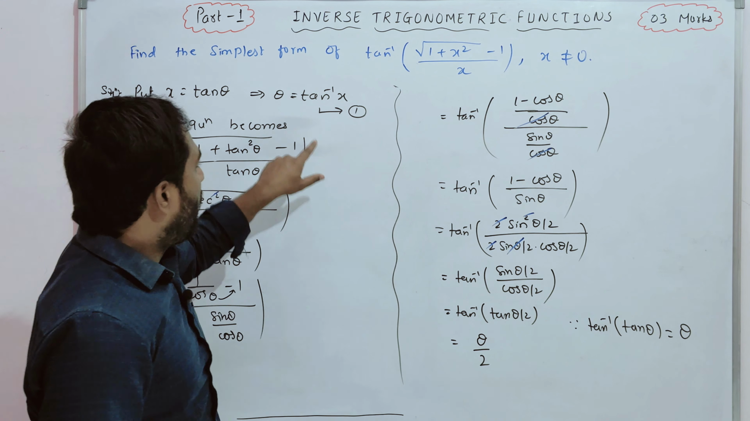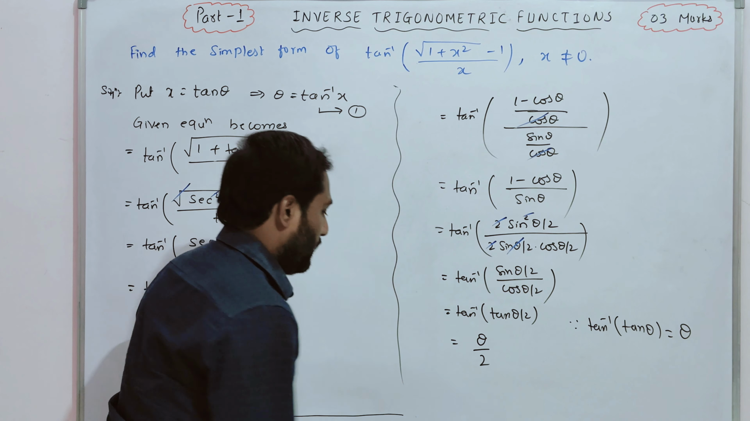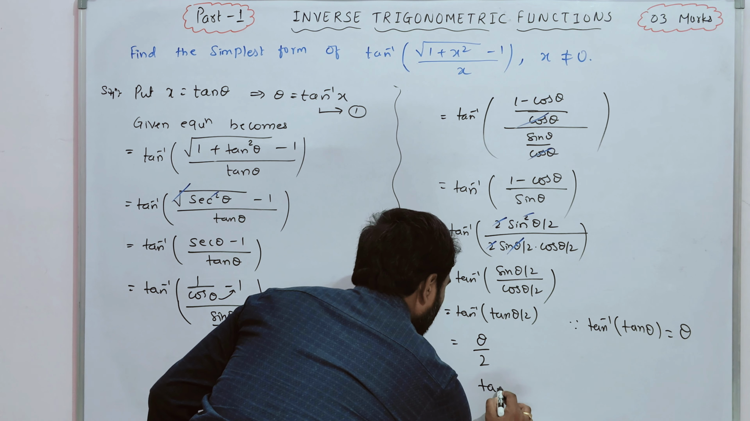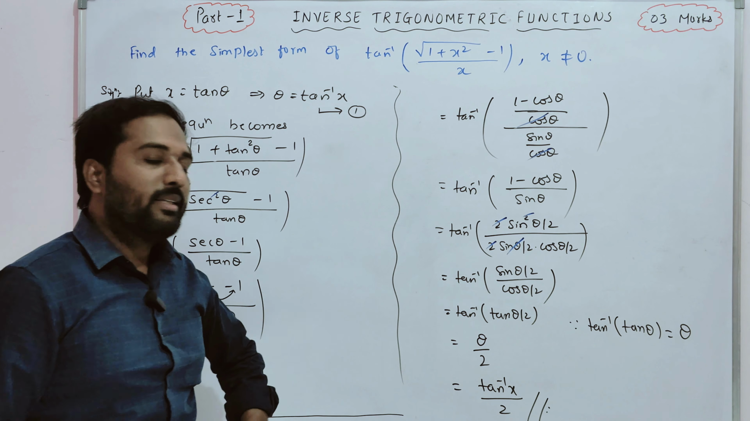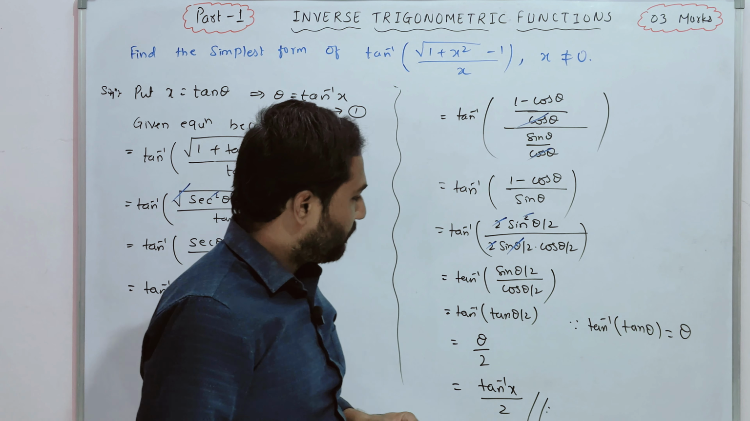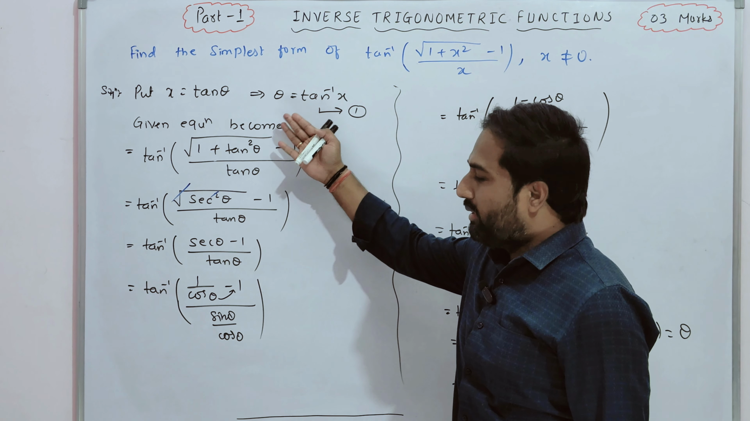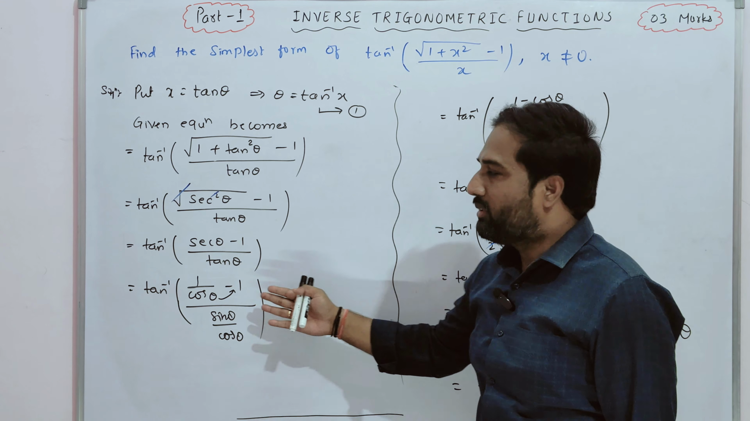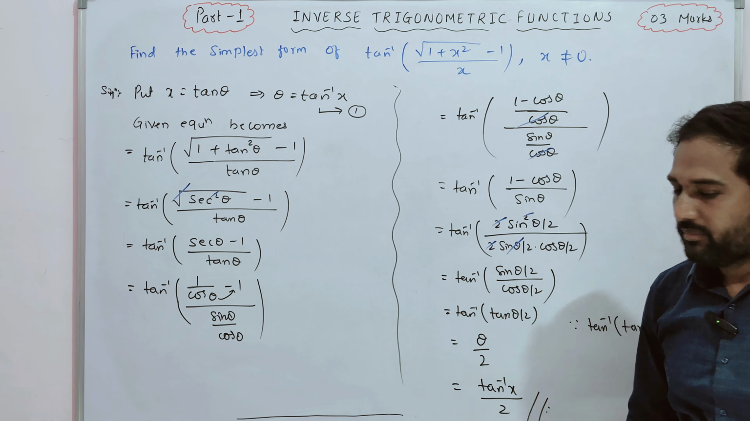Now, what I said, equation 1 will be used at the end. Let us substitute the theta value as tan inverse of x here, divided by 2. This is your fully simplified answer. Just look into it, my dear students. Isn't it easy? Just substitution, simple trigonometric formulas, identities, and basic LCM and simplifications.